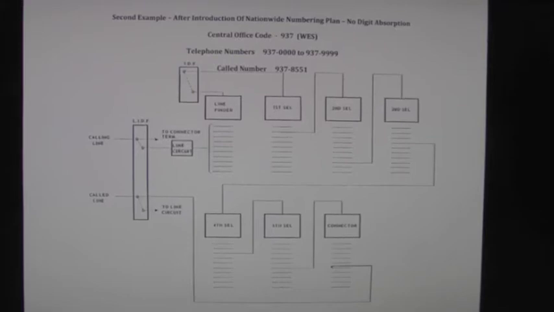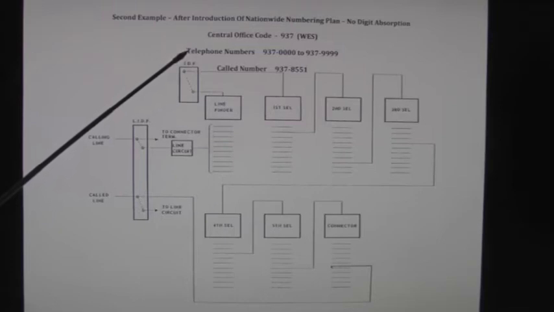Okay, so in the second example, we're in the same office, Westmore, and this is after the introduction of the nationwide numbering plan, so everybody's on the 7-character dialing plan in this office, but there are no digit absorption selectors available. So the central office code for Westmore is 937, or WES if they're still using the letter and station number combination.